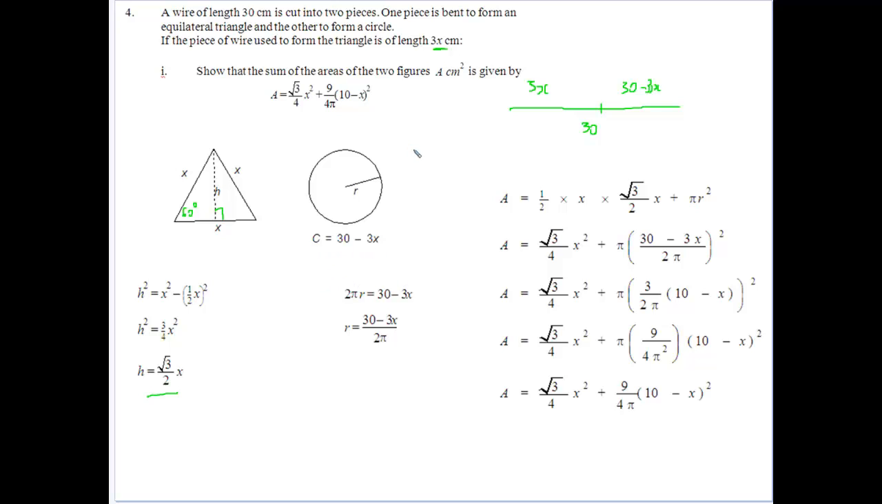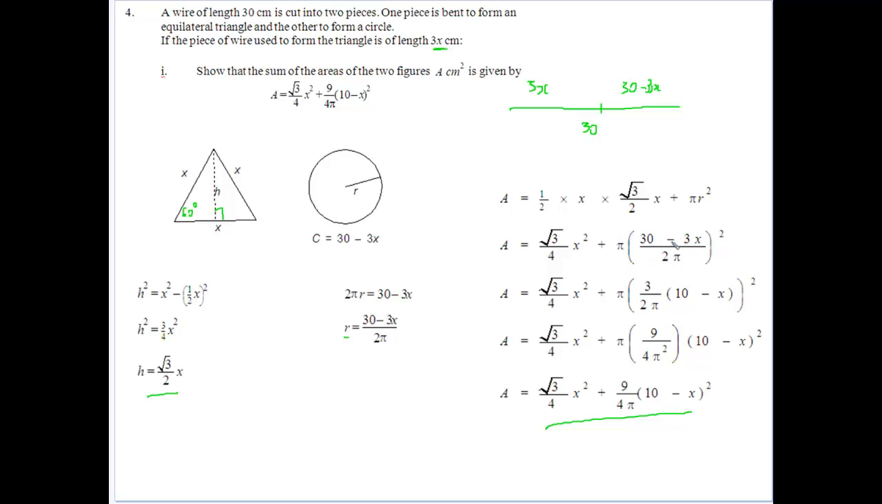The circumference here is the 30 minus the 3x. So the circumference of this circle is 2 times pi times r. If we divide by the 2 pi here, that's going to give us a function for r in terms of x, which is what we need to substitute into the area for pi r squared. From this point down to here, what we need is all just manipulation of algebra. The root 3 on 4 x squared just goes all the way down.